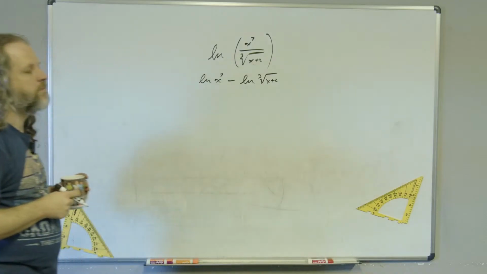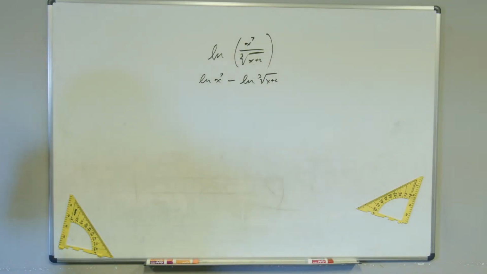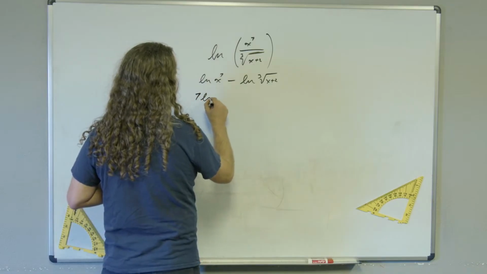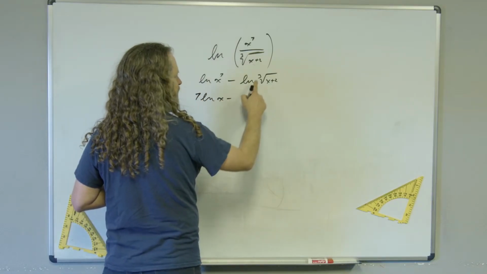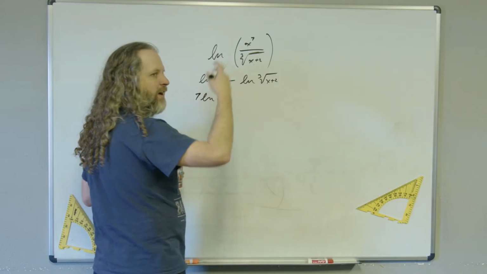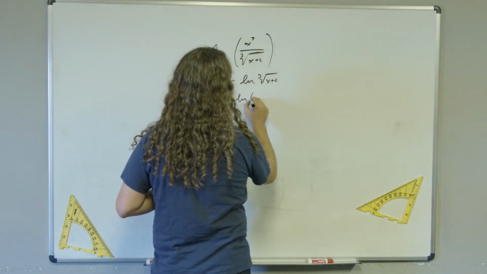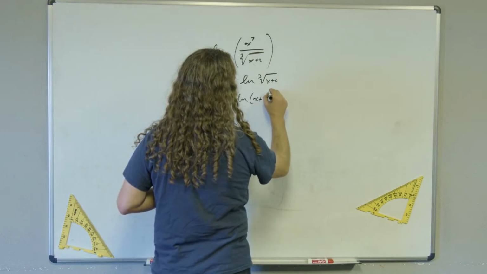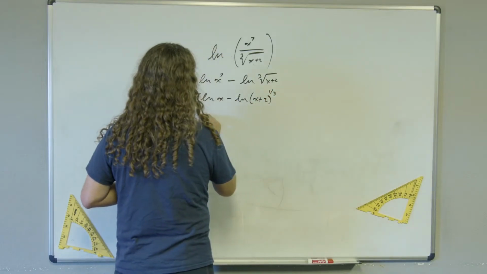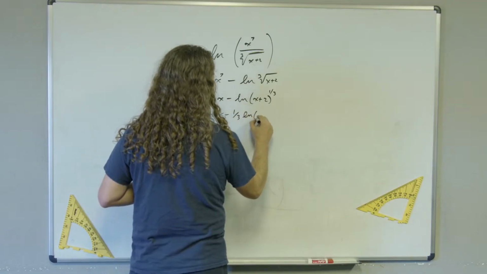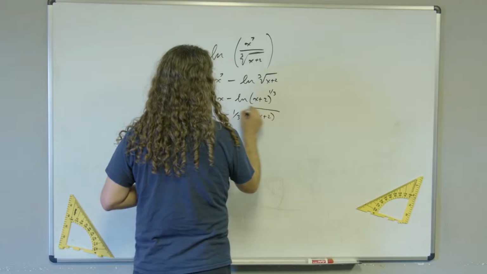I accidentally did 31 instead of 30. Well, that probably makes sense. So let's go ahead and finish this one, make sure we understand what's happening. This 7 can get pulled to the front, right? So we've got 7 times the natural log of x minus, now this cube root can turn into the 1/3 power. So minus the natural log of x plus 2 to the 1/3. 7 natural log of x minus 1/3 natural log of x plus 2. Don't forget the parentheses or it's wrong.